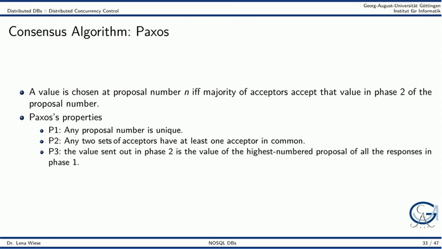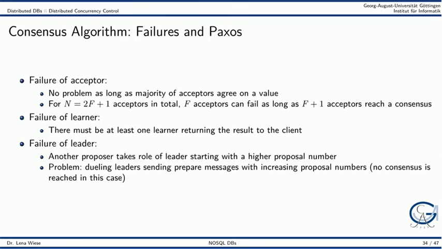Requiring a majority of responses ensures that any two sets of acceptors have at least one acceptor in common. This enables the leader to find out which was the highest numbered proposal previously received. Hence, the majority property leads to property 3. The value sent out in phase 2 is the value of the highest numbered proposal of all the responses in phase 1.